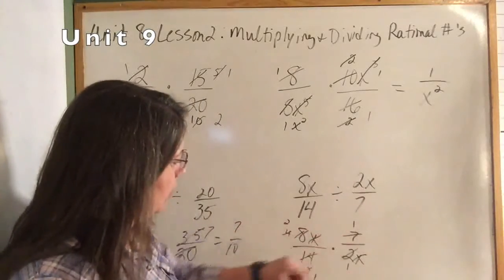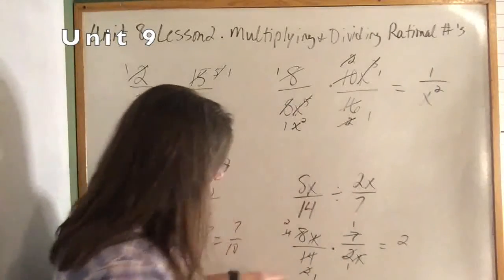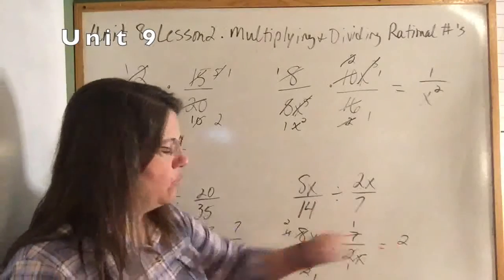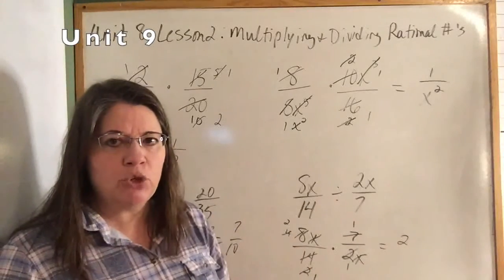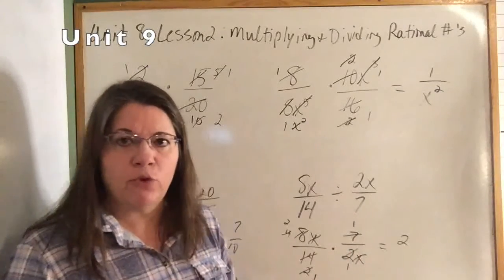And then we multiply straight across. So 2 times 1 is 2. And 1 times 1 is 1. All the x's canceled out, so that one just simplifies to a simple 2. You do not need the 2 over 1. Since it's a whole number, no need to put that 1. It's in simplified form as 2.